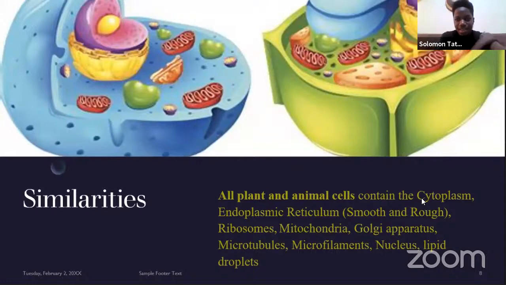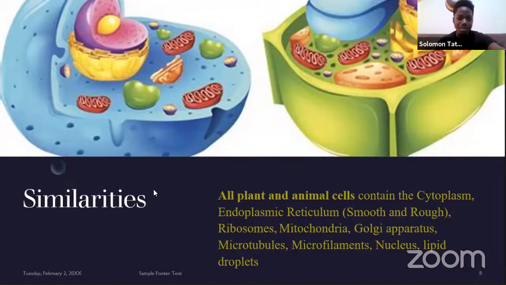So here are other similarities. Good job. The rest of the similarities are right here. We have the cytoplasm, the ER, ribosomes, mitochondria, Golgi apparatus, microtubules and microfilaments, nucleus, lipid droplets, and many others. So those are the similarities. Good job. Well done.